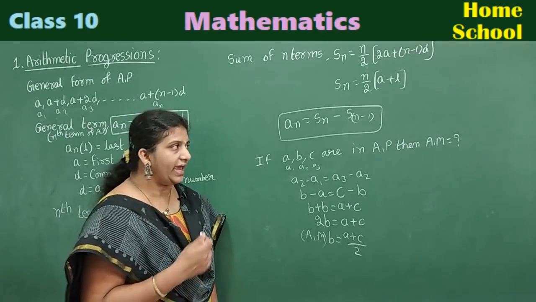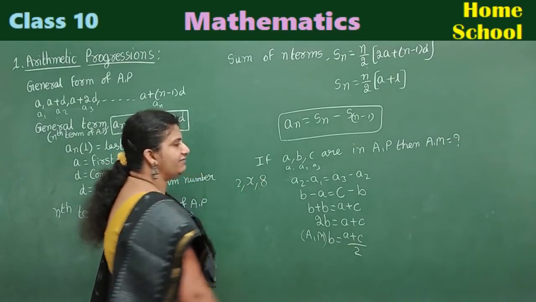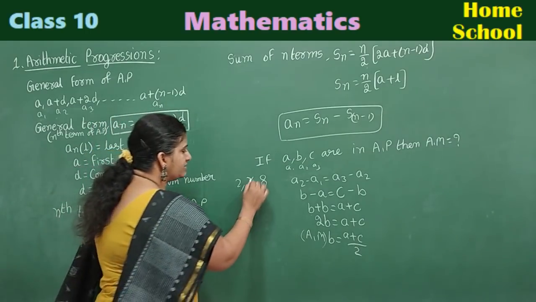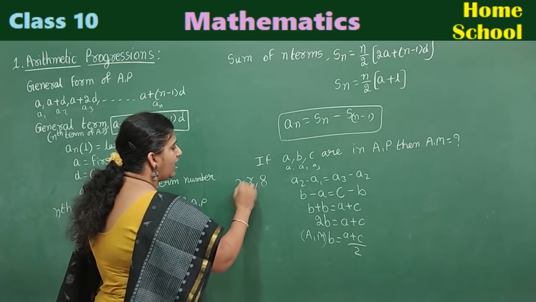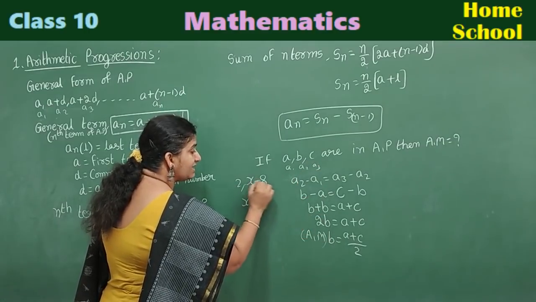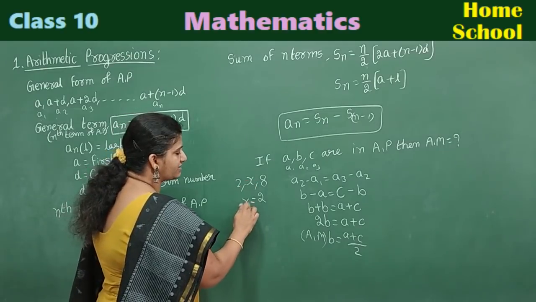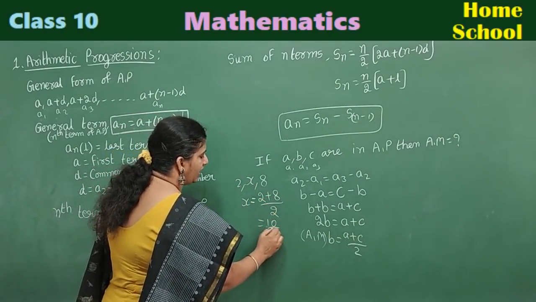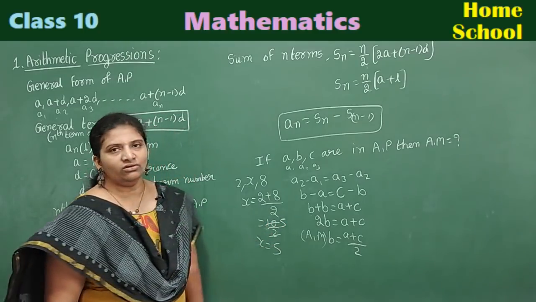Suppose they may give you numbers, 2, x, 8 they will say. Find the arithmetic mean. That means you just take the middle value. x is equal to, add these two, (a plus c) by 2, right? And they should say these three are in AP. If they give that, directly you can take x is equal to (2 plus 8) by 2, that is 10 by 2. Arithmetic mean, x value is equal to 5.